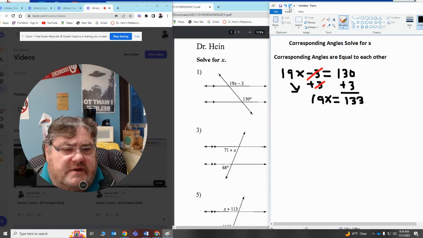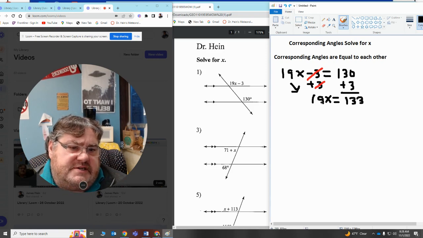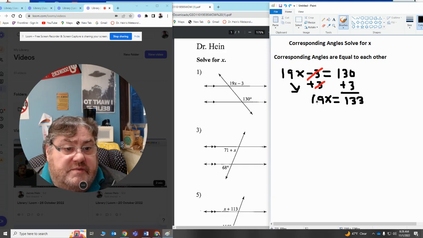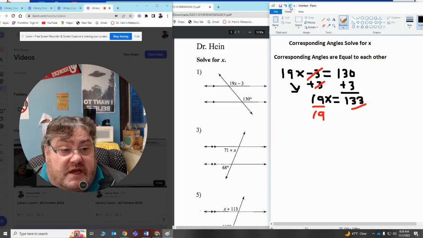Now the last step we're going to have to do is divide both sides by 19. Because this is multiplication, 19 times a number equals 133, we must do the opposite of multiplication. We divide. So 19 divided by 19. And again, what we do on one side of the equal sign, we must do the same thing on the other. Because we divided 19 on the left side, we must divide 19 on the right side.